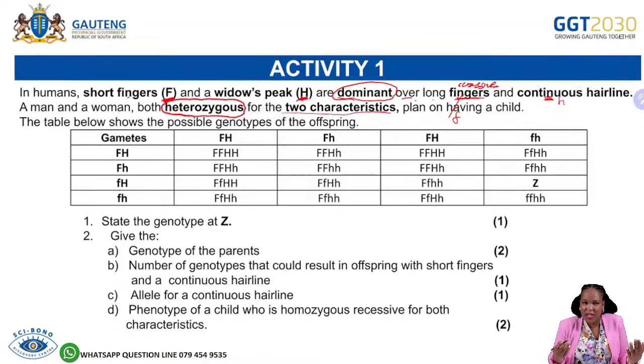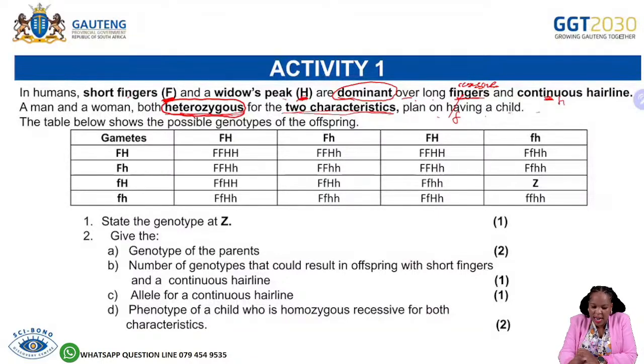When they say heterozygous for the two characteristics, you know heterozygous means the alleles are not the same. So for the first characteristic, that is short fingers or the finger length, it must have a big letter and a small letter, meaning you must have a big F and a small f. For widow's peak, you must have a big H and a small h. That is what is meant by both heterozygous for the two characteristics.